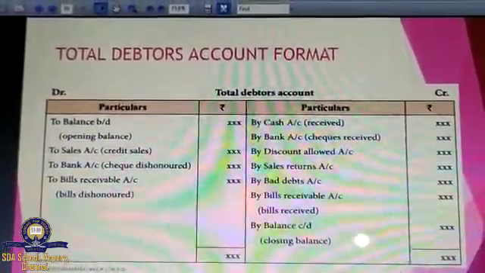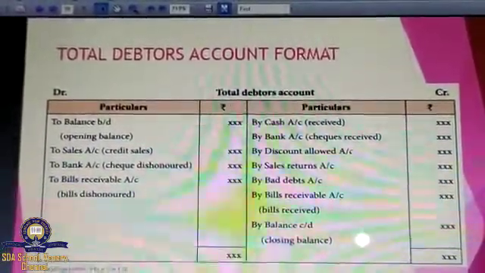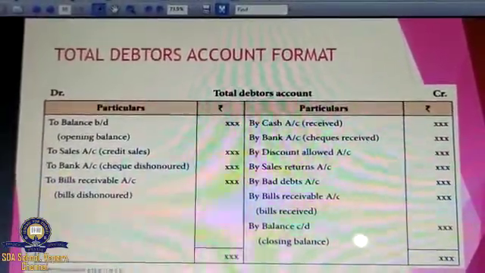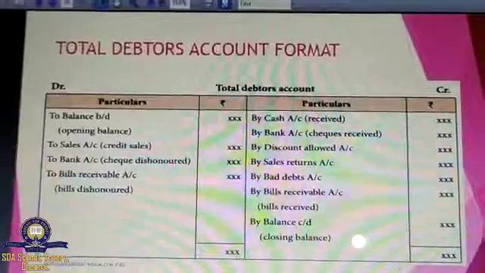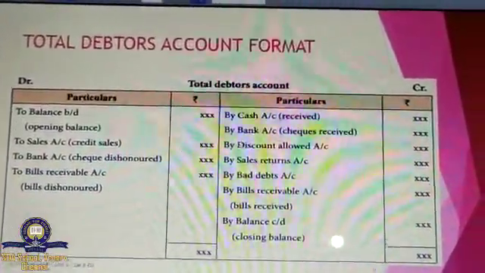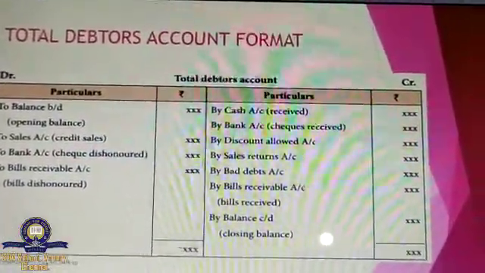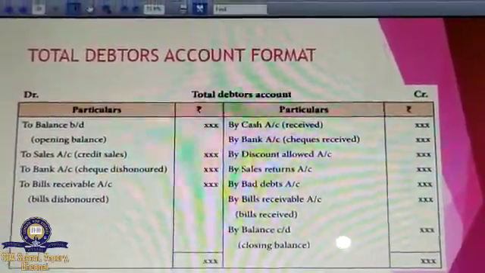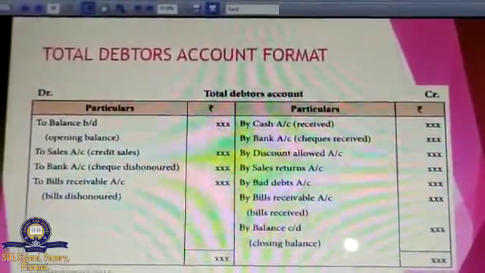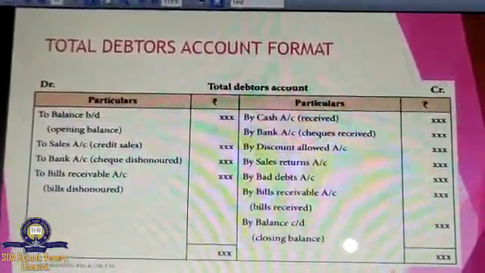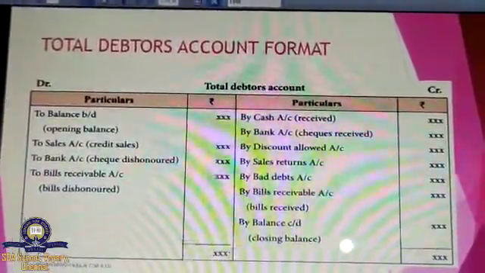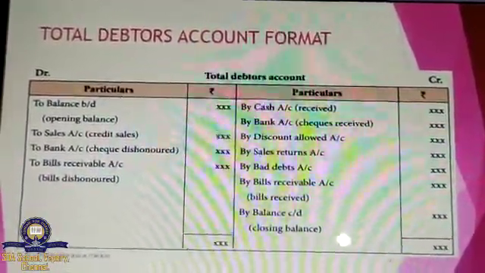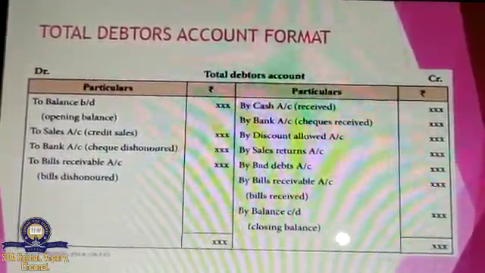So what is the balancing item? Sales. Sales is the balancing figure. So to sales means to find out the credit sales. For what reason are we calculating the total debtors? To find out the credit sales. Okay, so this is the format to find out the credit sales. So that is the total sundry debtor account format.